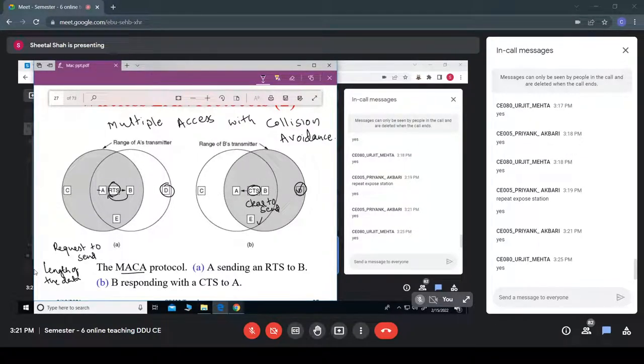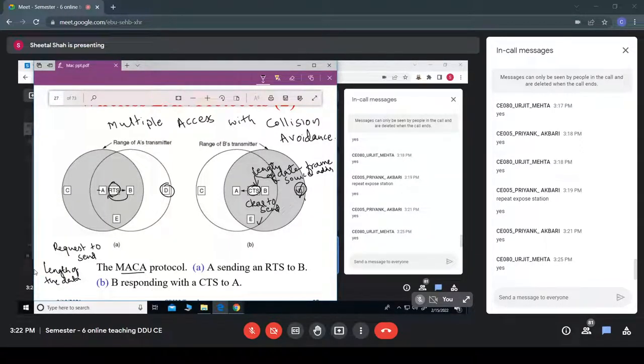By looking at this CTS, D will come to know that someone is trying to communicate with B, and it has to wait for a certain amount of time. The CTS contains the length of the data frame as well as the source. Hope you are getting me. By looking at the length of the data frame from the CTS, station D would approximate up to what time the channel is utilized, and it would not transmit data until that time.